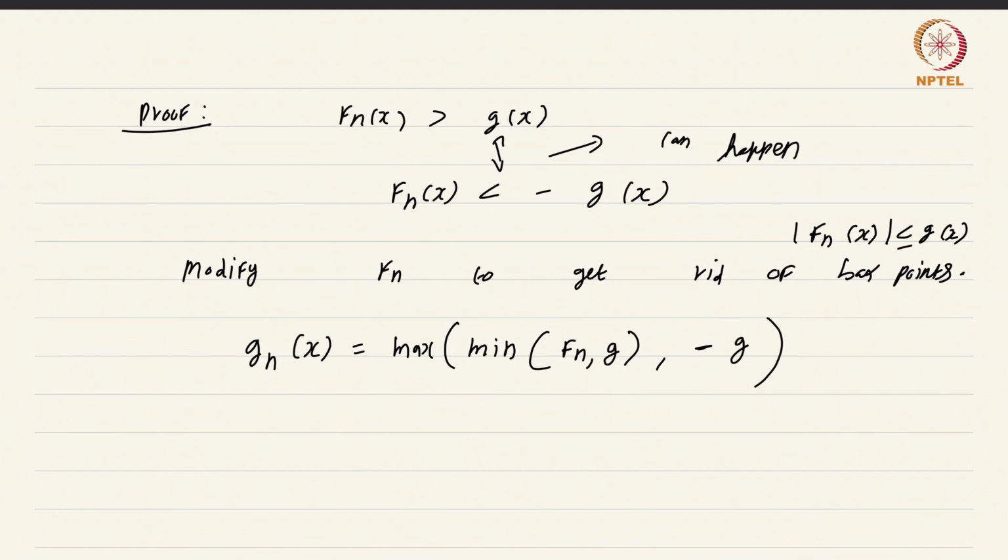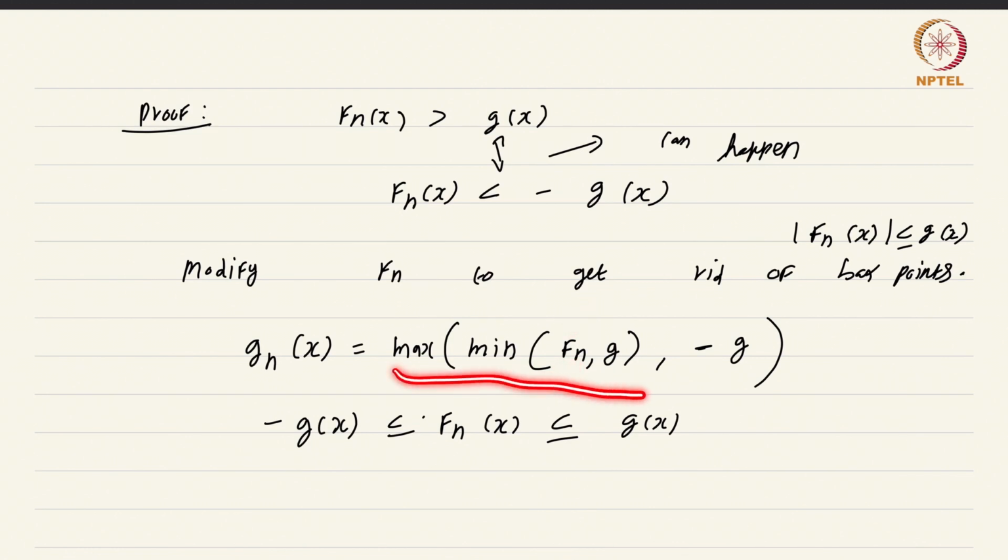So let's think what happens. Let's take the three possibilities. Suppose it happens that fn of x is less than or equal to g of x, and minus g of x is less than or equal to this. That is, x is a good point where everything is maintained. When you take the minimum of fn comma g, you will end up with fn. And when you take the maximum of fn comma minus g, you will end up with fn again. So this complicated looking function does nothing if x is a good point. Now if fn of x happens to be greater than g of x, then the minimum of fn comma g will be just g. Then when you take the maximum of g and minus g, because g is a non-negative function, you will end up with g. So at a bad point where fn exceeds g, you still end up with g.